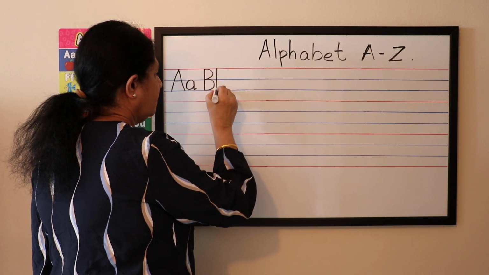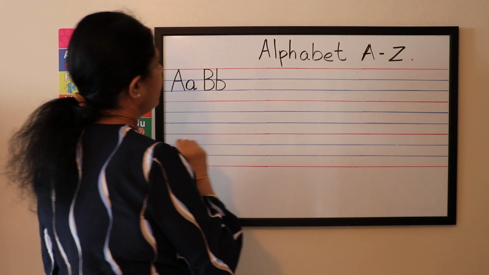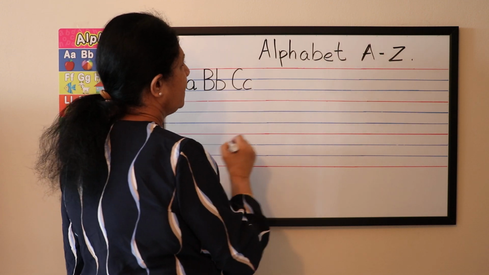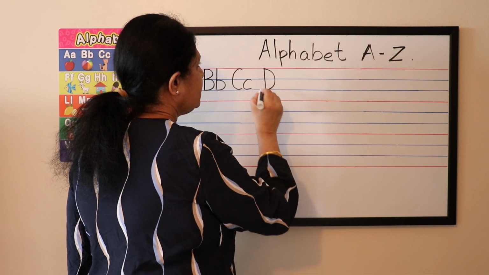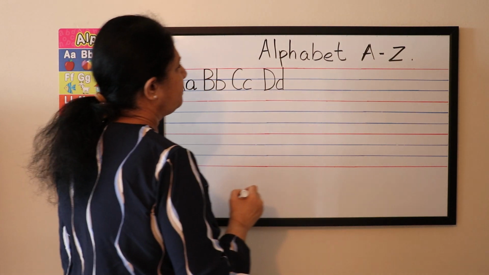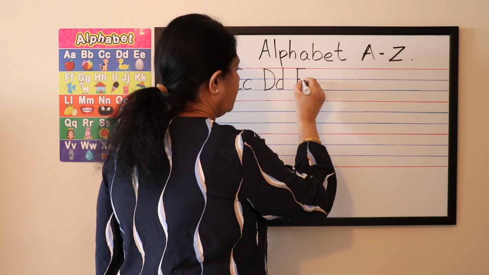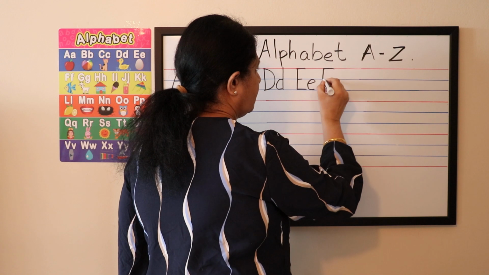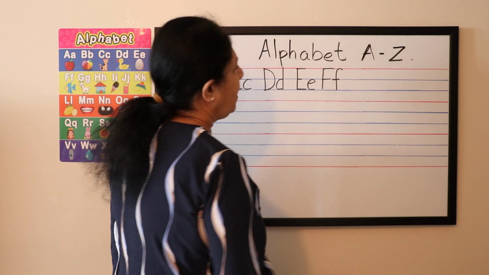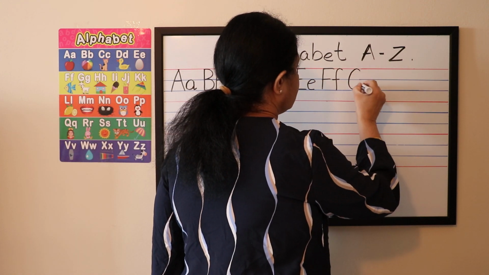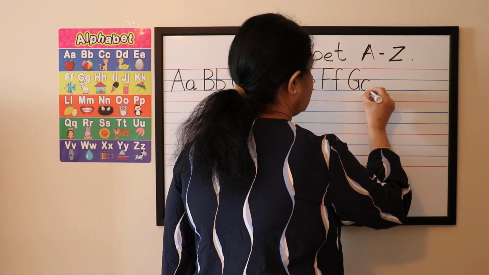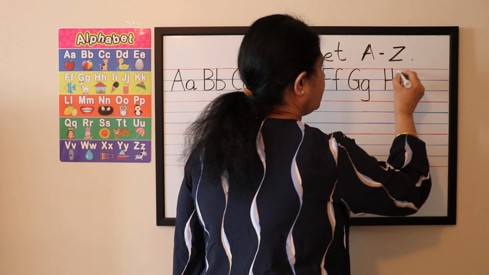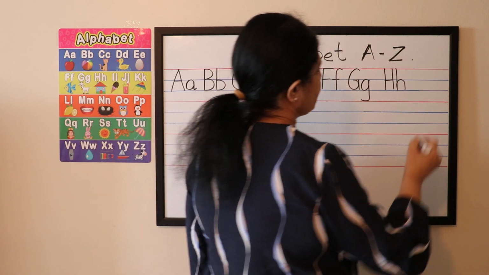B, simple B or lowercase b. Uppercase C, lowercase c. D, E, F, G, H, I.